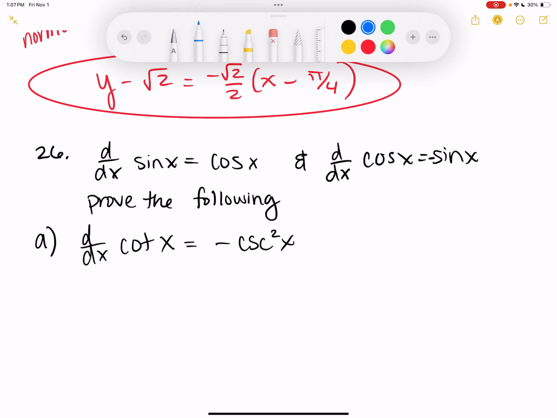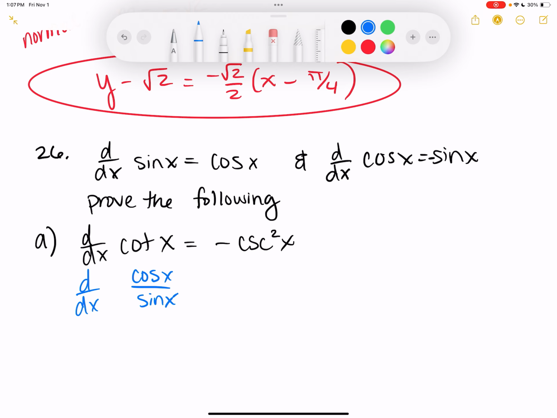How can I rewrite cotangent? So d/dx of cosine x over sine x. Now I just use the quotient rule. Nice and easy. Nothing crazy.